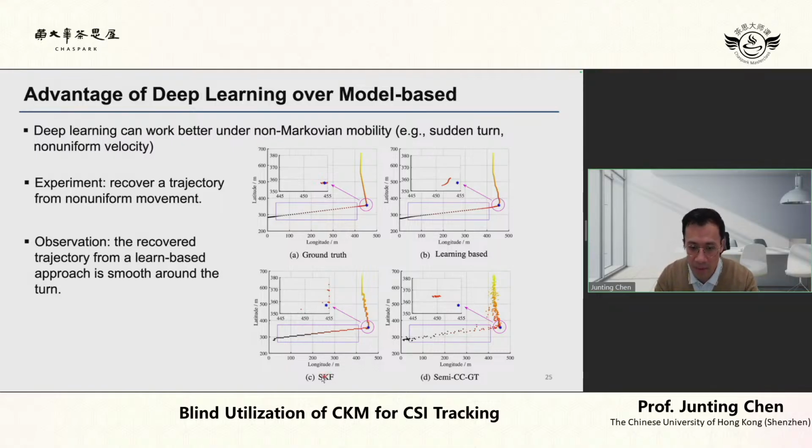If we use a model-based approach, the switching Kalman filter, it can roughly recover the trajectory, but not smoothly, and at the turn point the mobility is quite non-uniform. Now, for the learning-based approach, it recovers the trajectory very smoothly, and it successfully recovers the non-uniform velocity at this segment. Although there is some deviation from the true location, this is due to the noise and the capability of the deep learning model. We also have some methods from the state of the art. So this stands for channel charting.